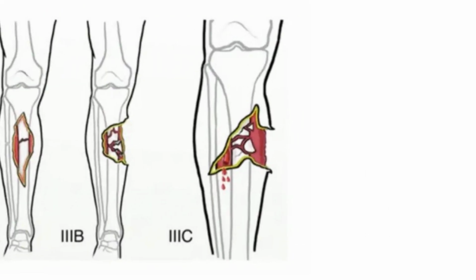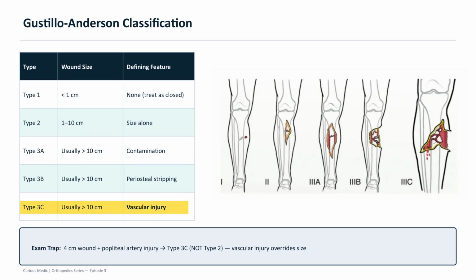Type 3C is defined by an associated vascular injury. An artery supplying the limb has been damaged. Now here is the clinical trap that gets students every time. Imagine a patient with a proximal tibia fracture with a 4 centimeter wound and a popliteal artery injury. What type is it? Most students see the 4 centimeter wound and jump to Type 2. That is wrong. The answer is Type 3C because the defining parameter for 3C is the vascular injury, regardless of the wound size. The size is secondary for Type 3. What matters is the defining parameter. 3A is contamination, 3B is periosteal stripping, and 3C is vascular injury.